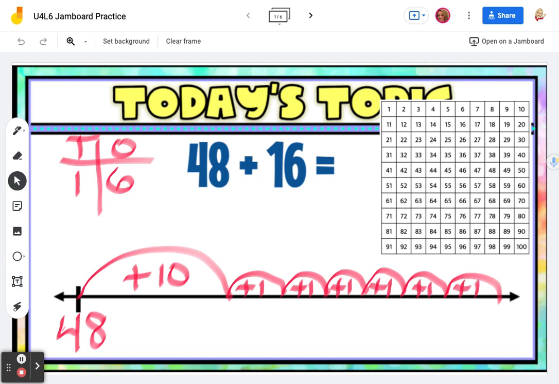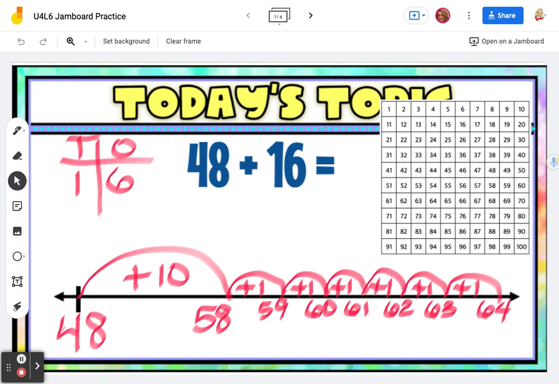So I have 48 plus 16. And so I'm going to add my 10, 48 plus 10. Remember, we're just adding to the tens place. So 58. And then I'm going to add my ones. 59, 60, 61, 62, 63, 64.